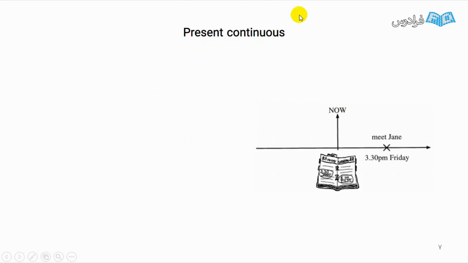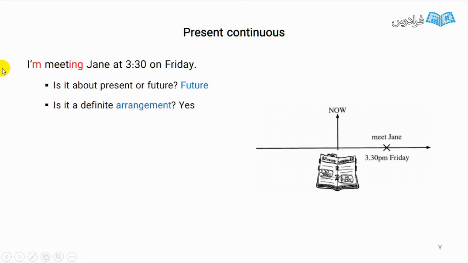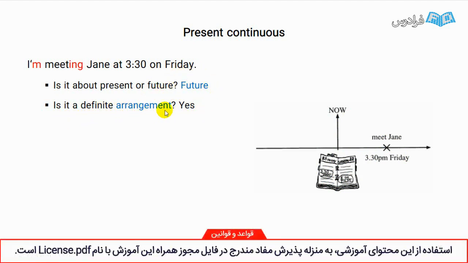Now I want to introduce a new usage for present continuous. Look at this example. I'm meeting Jane at 3:30 on Friday. Look at this timeline. Now I'm talking about something that happens in the future, but I have arranged it. Is it about present or future? Future. Is it a definite arrangement? Yes, this is a definite arrangement.